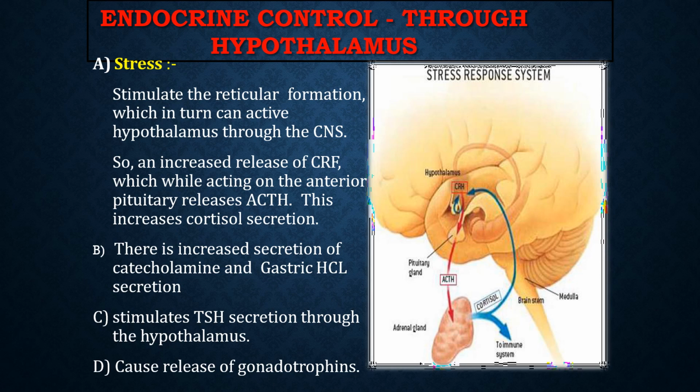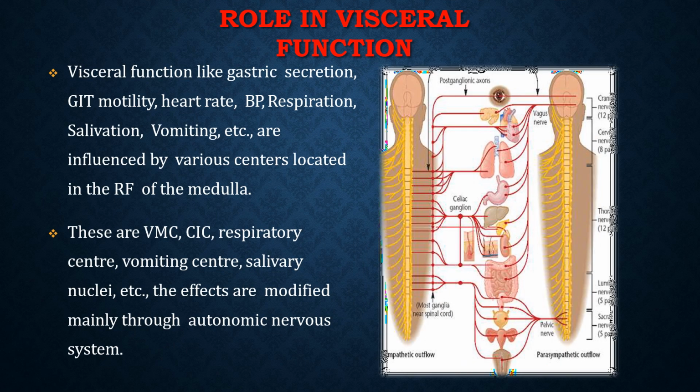There is also increased secretion of catecholamine and gastric HCl secretion, and it stimulates thyroid stimulating hormone secretion through hypothalamus, and it can cause release of gonadotrophins. So all these will be released in case of stress conditions. So that control is also through hypothalamus.